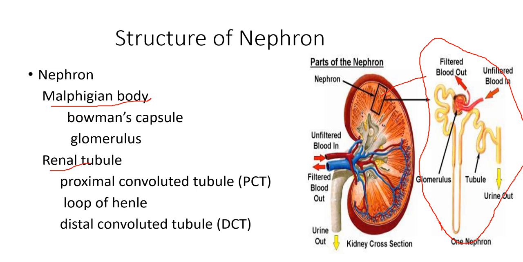In the Malpighian body you find two further parts: one is Bowman's capsule and the other one is glomerulus. In the renal tubule you find three parts: the proximal convoluted tubule, loop of Henle and distal convoluted tubule. In the next slide we are going to learn each part.